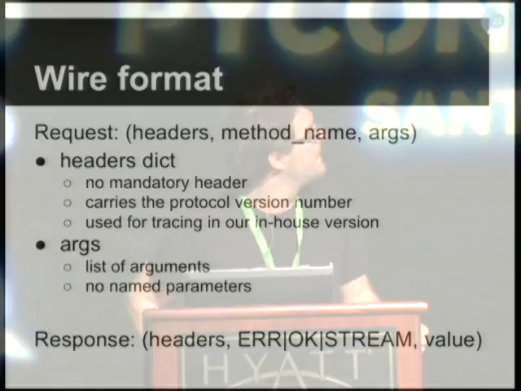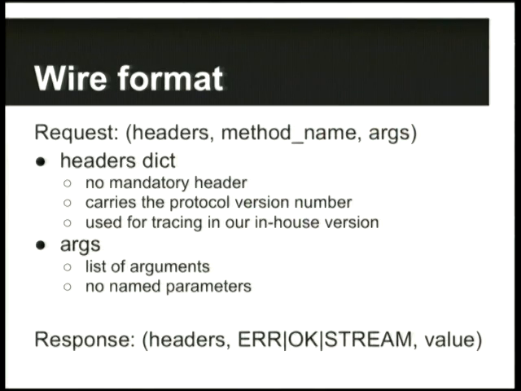Same thing, if you are looking for something to serialize stuff, you can pip install msgpack-python and play with it as well. So the wire format: what does a request and a response look like with ZeroRPC? We decided that it would be something like this, with some headers, the name of the method that you want to call, and the list of arguments. Nothing really fancy. The headers are completely optional.